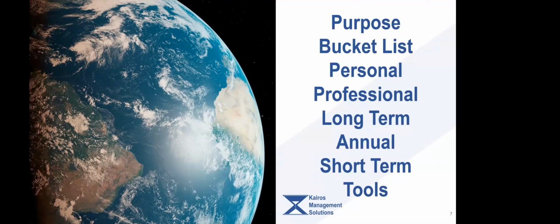And then we're going to look at personal and professional goals. Long-term goals are different than bucket lists because a long-term goal may be a year or two out, but there's more definition to it. Annual goals are usually 6 months to a year, but typically there's a lot more detail to those. We'll talk about short-term goals and then the tools that you use related back to each one of these particular goal areas.